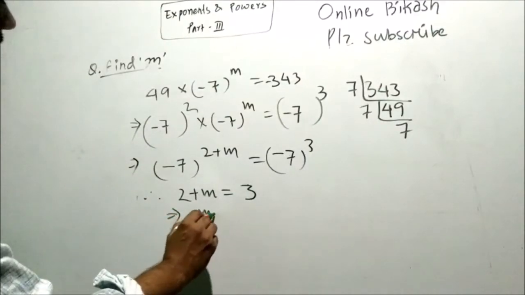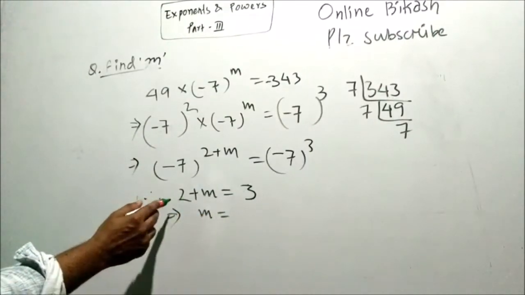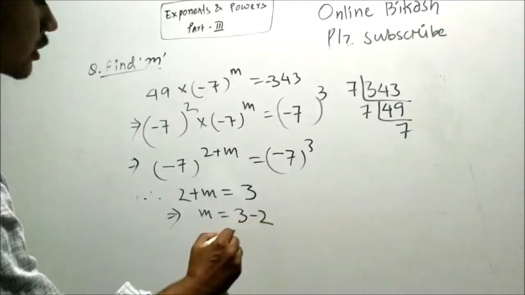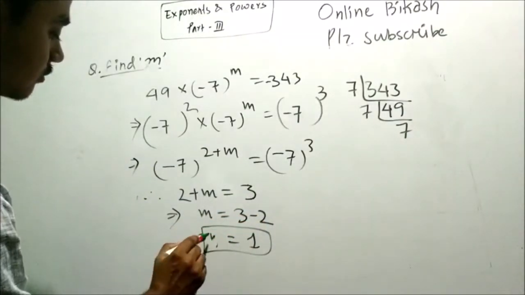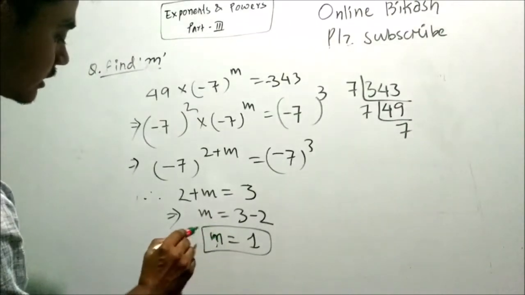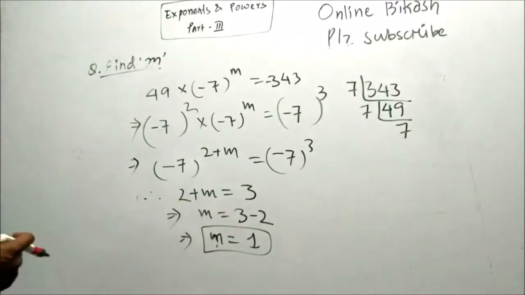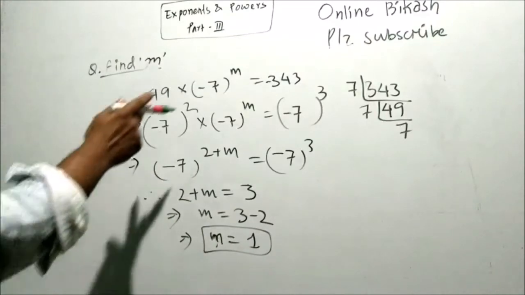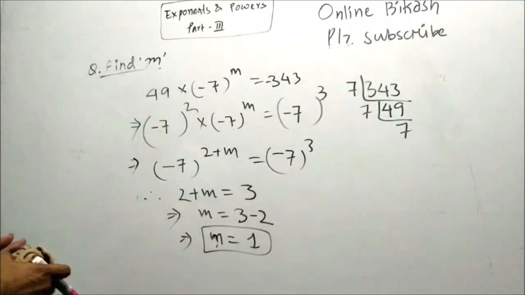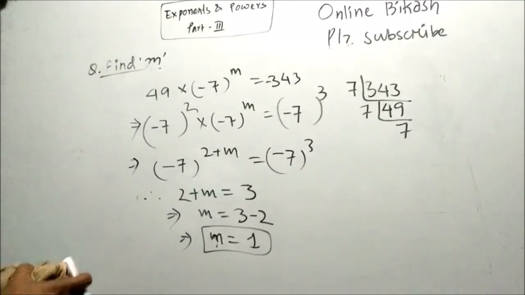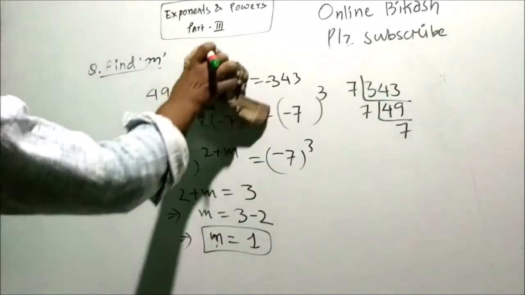So to find the value of m, we send this 2 to the other side. That means 3 minus 2, that is 1. So the value of m is 1. So m is equal to 1. I suggest you pause the video and write down the maths.